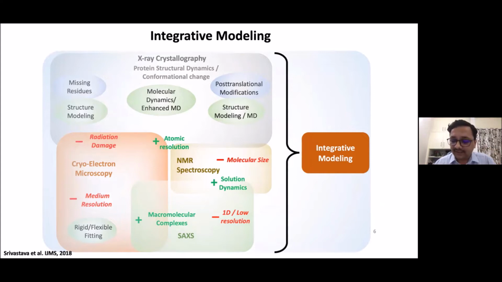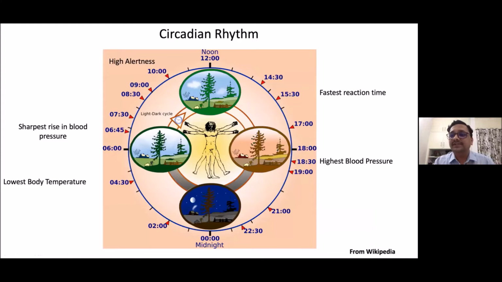So having said that, I'll now move on to the system that I have been interested in for the past 5 years or so, and that is the circadian rhythm, or the regulation of circadian rhythm, to be more precise. This is a very simplistic picture taken from Wikipedia, which just shows that the physiology and the behavior of not just humans, but almost all organisms on Earth actually varies as the day goes by. So it is synchronized in some way to the solar day.